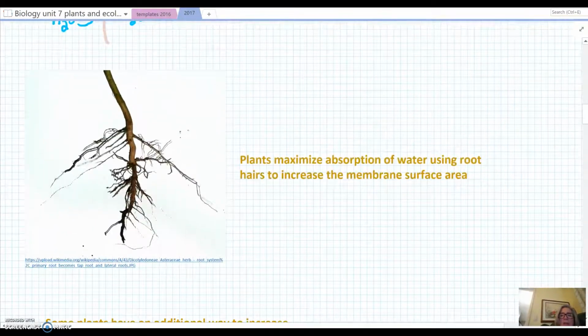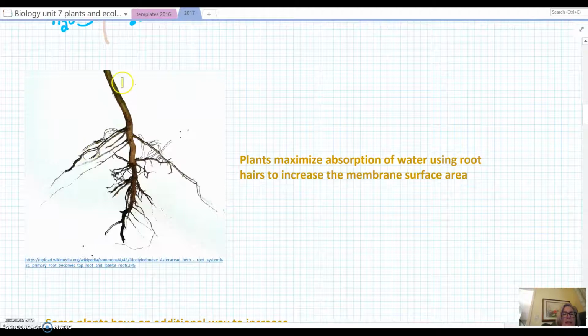Now, plants have a way of maximizing their absorption of water by osmosis by using something called root hairs to increase the membrane surface area. If you look at this picture of a root, you can tell, of course, that this is a dicot because you can see a large taproot in the middle. But coming off the side of this are very small lateral roots and even some tinier roots off the lateral roots, and those are called root hairs.